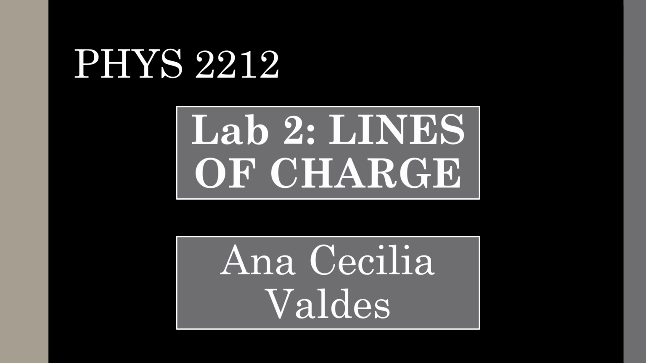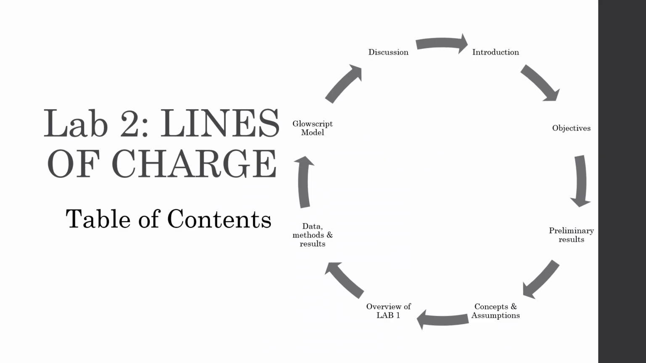Hello, this is my Lab 2 lines of charge for Physics 2212. This report has three main parts and a conclusion. We will start with an introduction to show the purpose and objectives and also some of the experimental results. Then we'll look at the setup of the lab and then we'll look at the model and finally the conclusion.